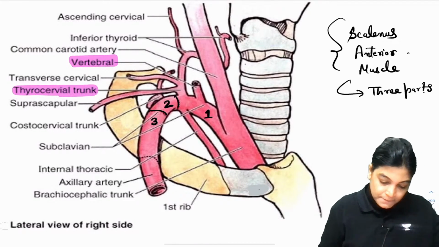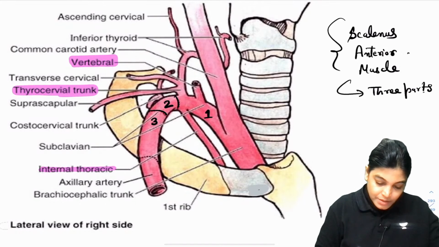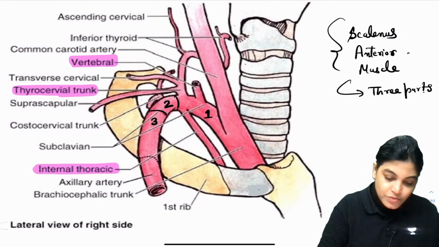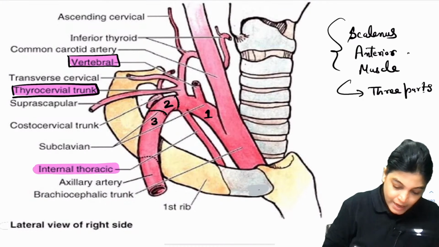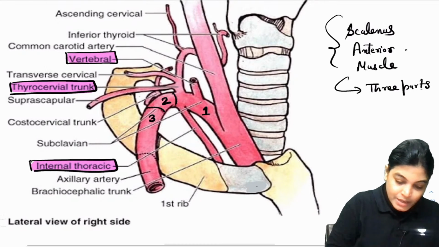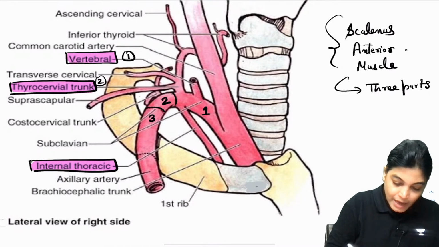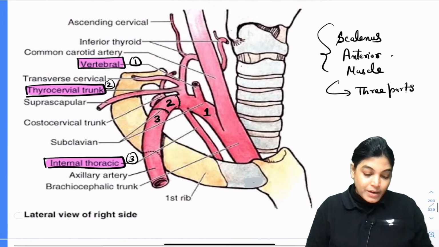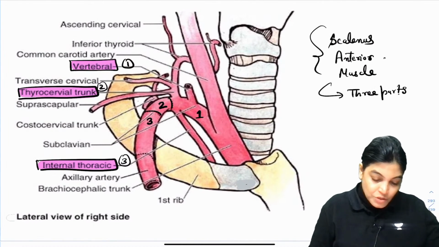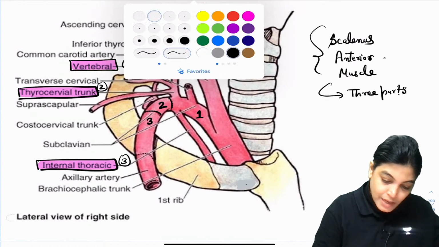Then we have got internal thoracic artery. See here, the direct branches from the first part are 3: vertebral, thyrocervical trunk and internal thoracic artery. These 3 branches are the direct branches from the first part, as we can see in this diagram. Now further branches, so here actually thyrocervical trunk's further branches have also been shown.